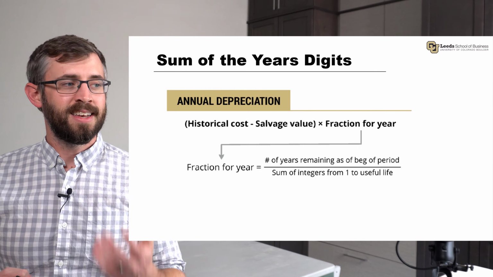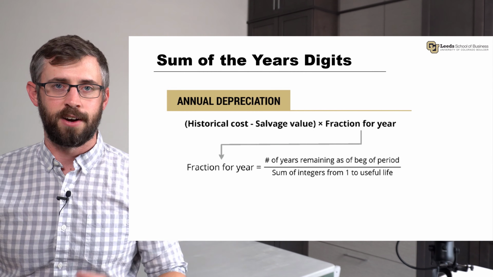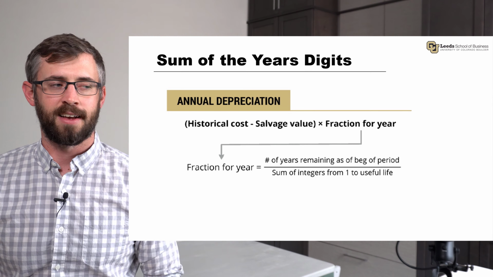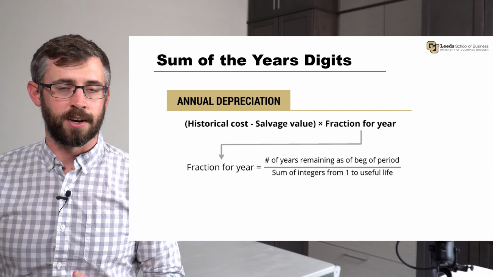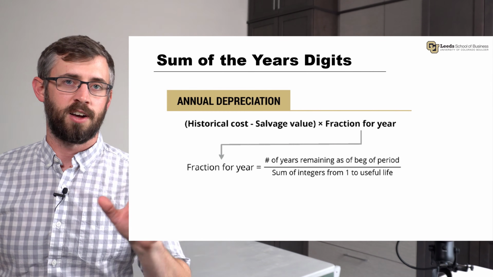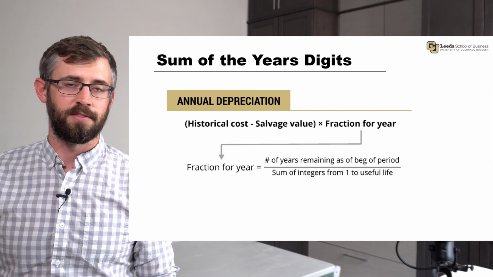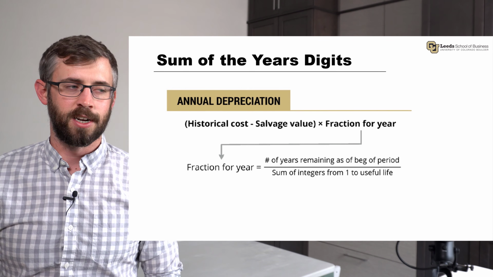What we're going to do in this case is take the depreciable basis, or the cost minus the salvage value, our total depreciation for the asset, and multiply that by a given fraction for each year. In this case, that depreciable basis, the historical cost minus salvage, is going to stay the same every single year. What's going to change is the fraction that we're going to use.